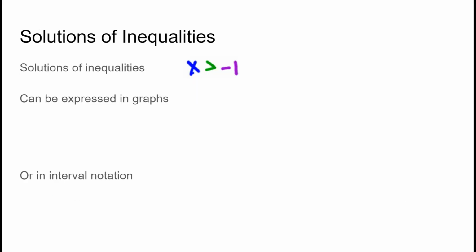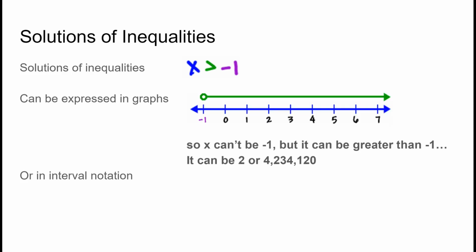So when we look at solutions of inequalities, we've got x is greater than -1. We've already learned that we can express these solutions with graphs. That would be an open circle, and it would be going in the direction towards positive infinity, because x can't be -1, but it can be greater than. So it can be 2 or 4,234,120.